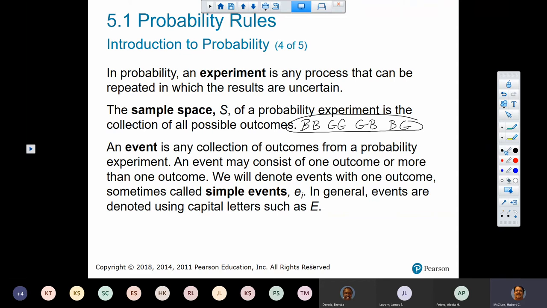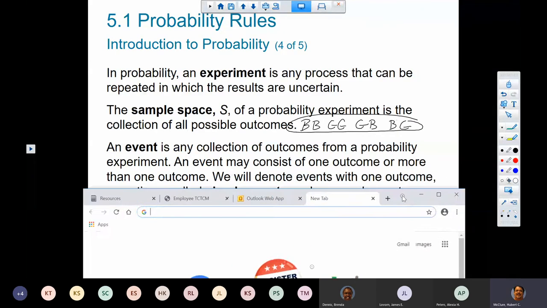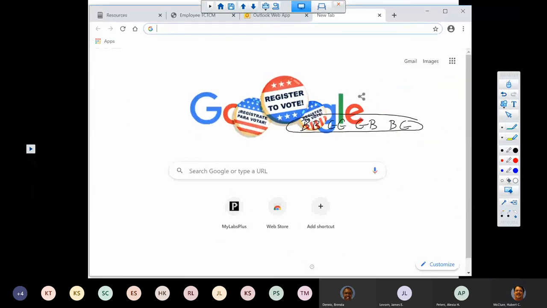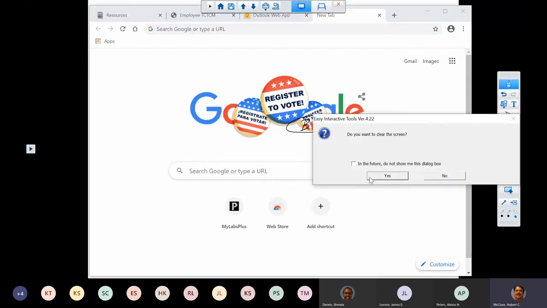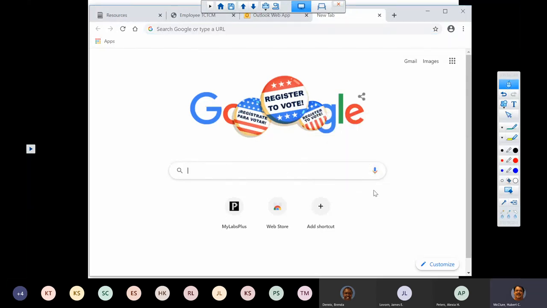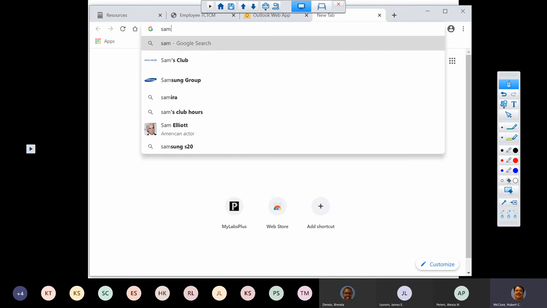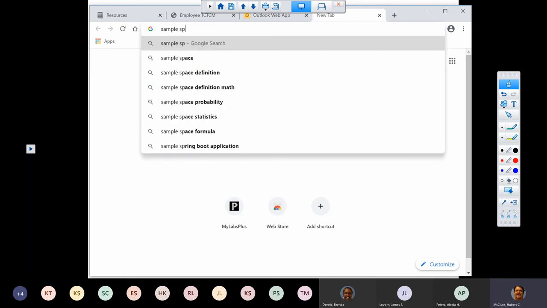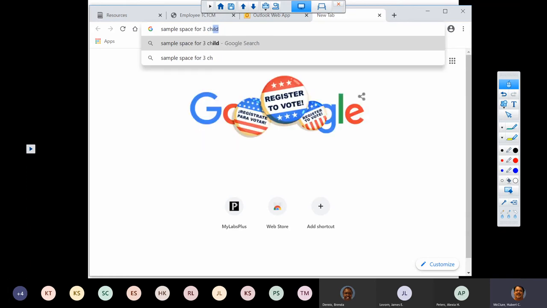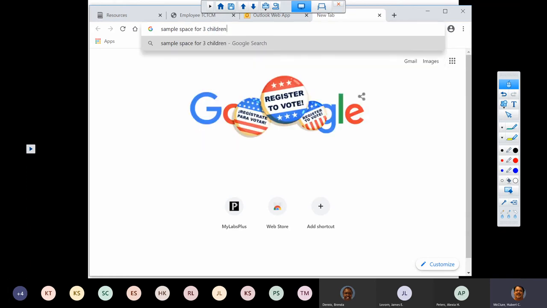In fact, you can go to Google. You know, it's a lot of work. You have to mash a button. I'm going to show you how hard it is. Well, if I could get this screen to work. Sample space for three children. So that's a lot of work, isn't it?